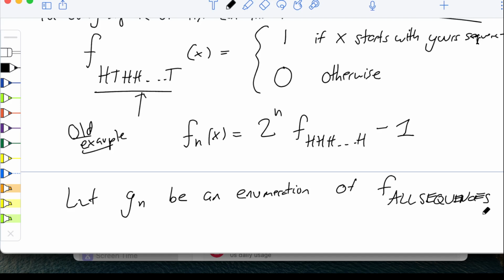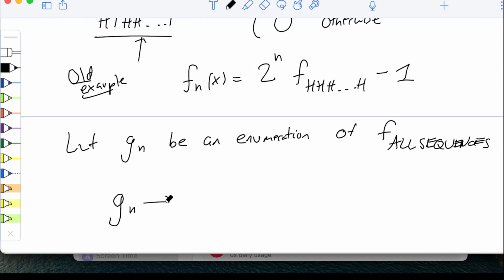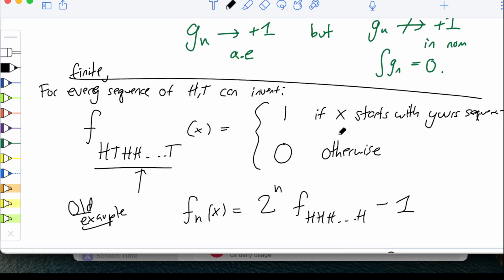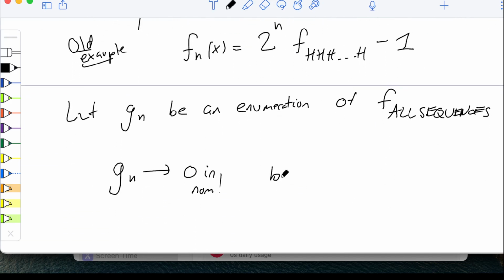This sequence gn goes to 0 in norm, which is not hard to see. The integral of this thing will go to 0. But the limit of gn of x as n goes to infinity does not exist for any x. For every x, it goes 1, 0 infinitely often. It will sometimes be 1 and sometimes be 0, no matter what point you're at. And we're going to see exactly why next class.